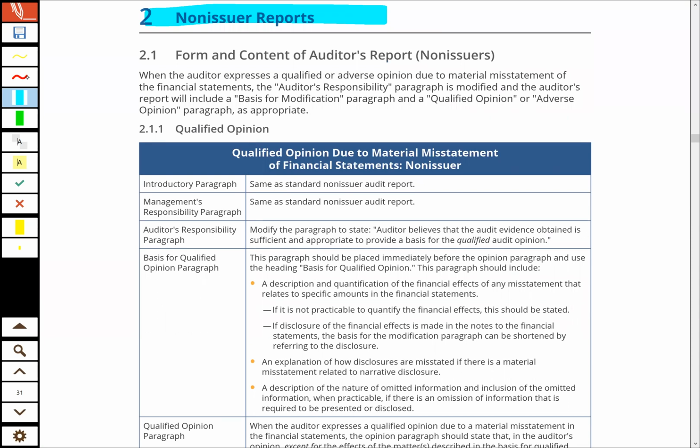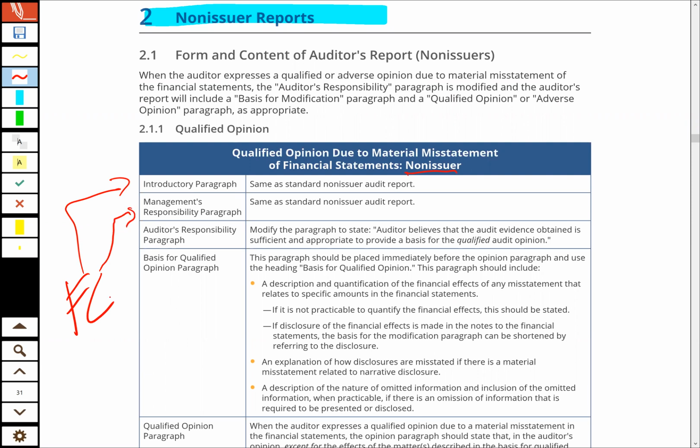So notice that's what this table does. And now I do want to focus on this table, and I want you to flashcard the key things it's telling you, which is more the structure. You don't have to have all this detail in here, but the structure, which is what? The intro is the same as the unmodified report, for non-issuers, of course. We're talking about non-issuers here. It's the same as the unmodified intro. Management's responsibility is the same.